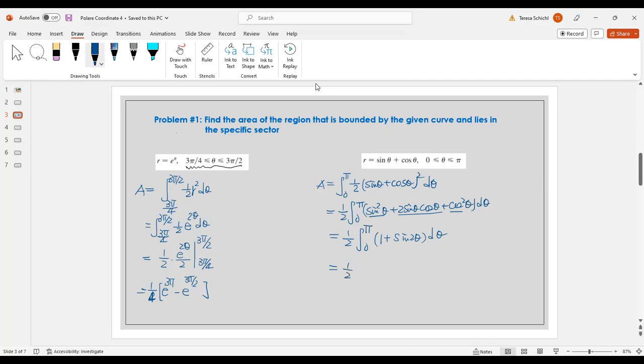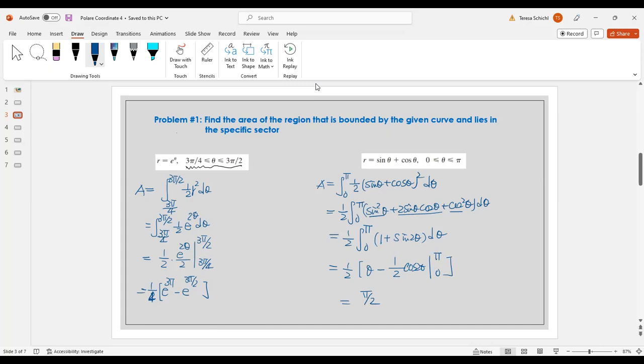So this is 1/2, and this will be theta. Then what is minus, right? So the sine, your integration will become cosine. So it's cosine 2 theta. And then you put the upper bound and the lower bound. And so when you substitute, the final answer will be pi over 2.